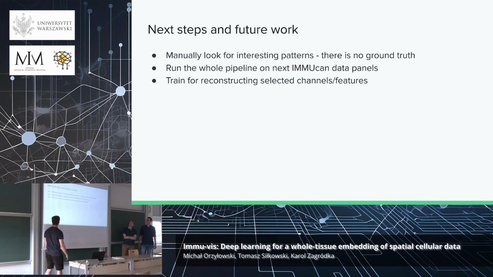And to the next steps and future work, one can manually look for interesting patterns. It's hard to get that because there is no ground truth in the biological data set. We can run the whole pipeline of our three models to get embeddings of the next Immu-vis data panels. Also, we can train for reconstructing selected channels or features.